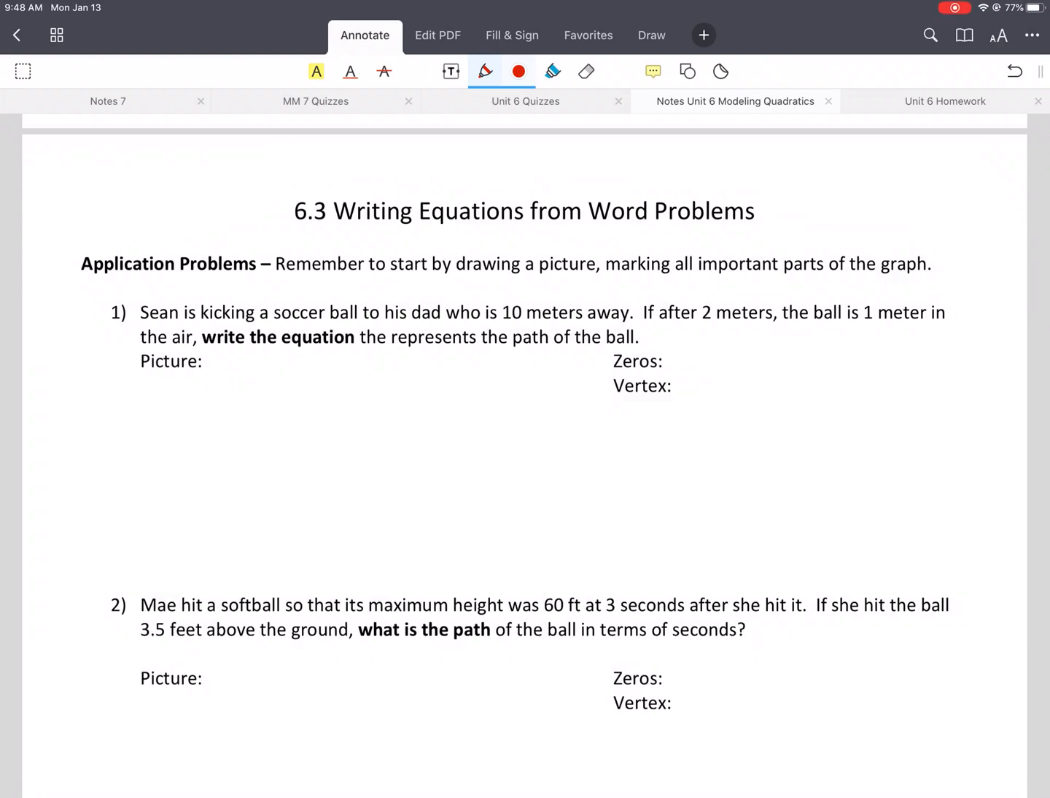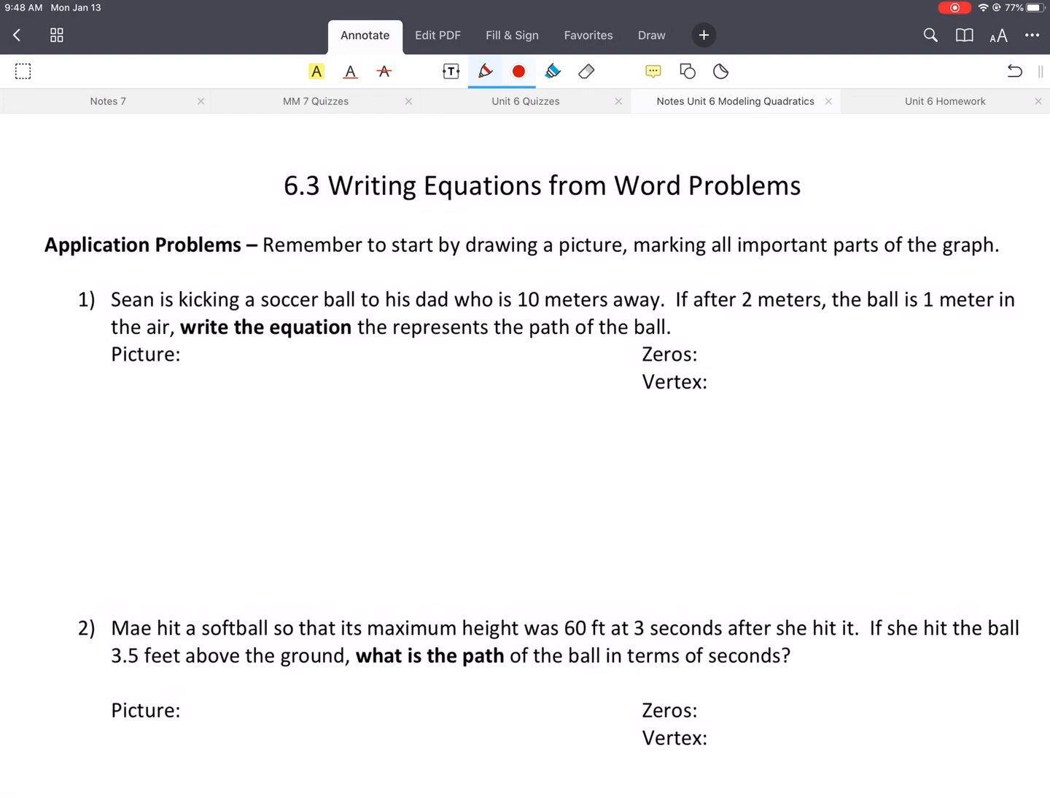All right, welcome. This is 6.3, writing equations from word problems. So let's just get into this. It says application problems. Remember to start by drawing a picture, making all important parts of the graph. I require that you draw a picture of what's going on, including the points that they include, and I'll give you an example of that.